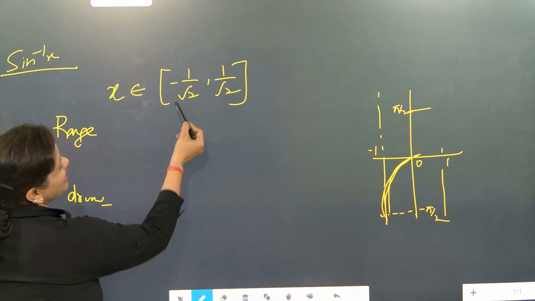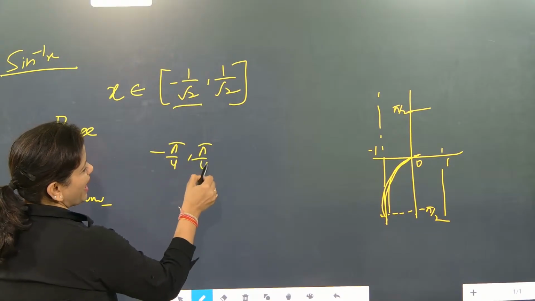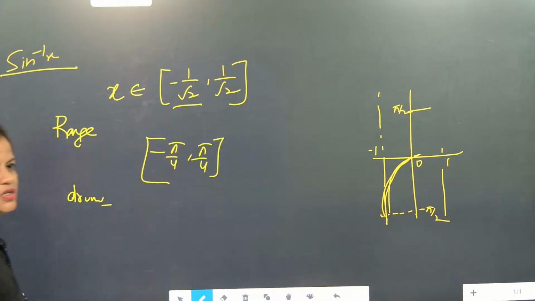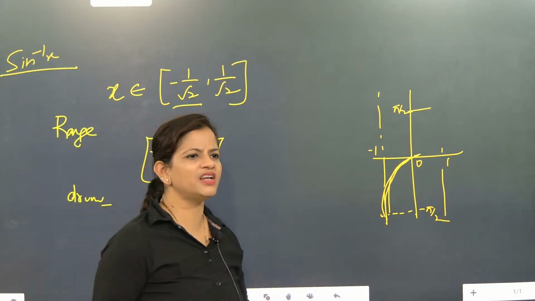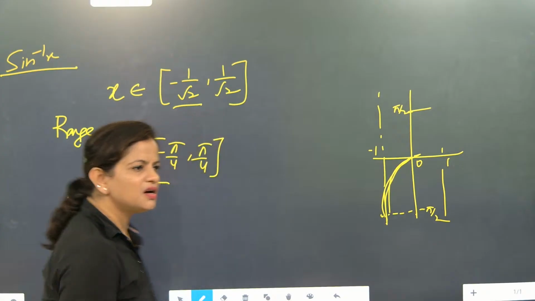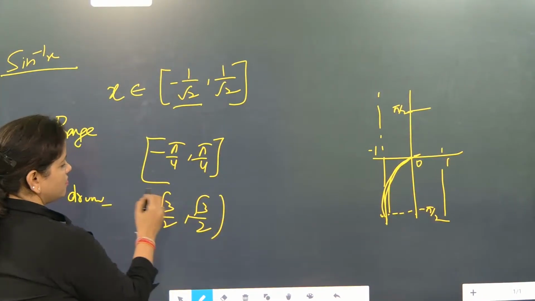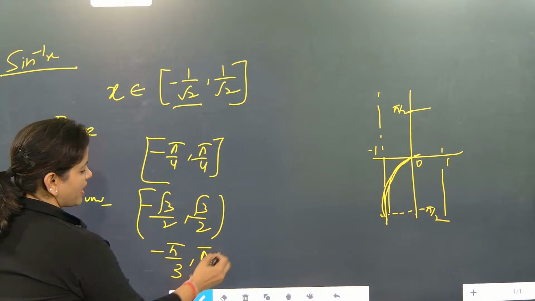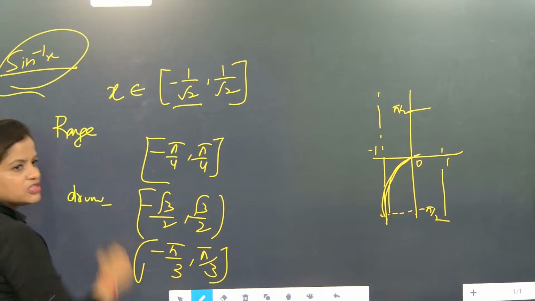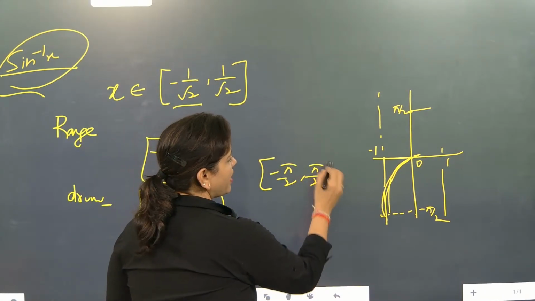It will become minus 1 by root 2, that is minus pi by 4 to pi by 4. What are you doing? In the exam, if they ask like this, it is surely coming. Minus root 3 by 2 to root 3 by 2, what will it become? Minus pi by 3 to pi by 3 for sine inverse x, because the sine inverse x range lies between minus pi by 2 to pi by 2.